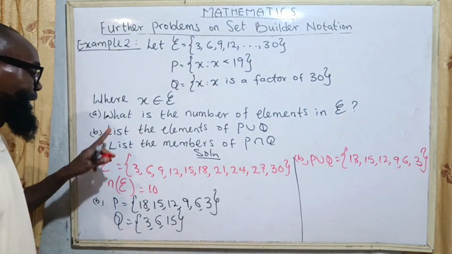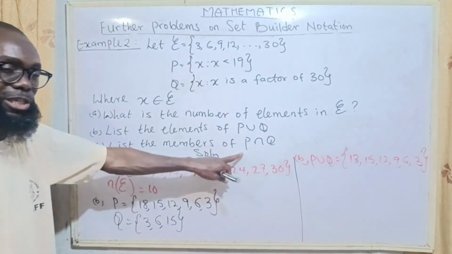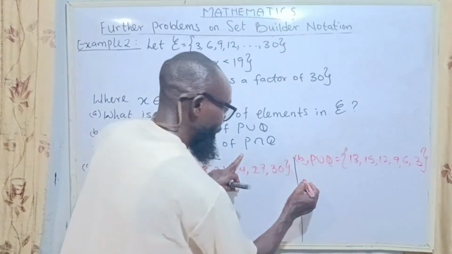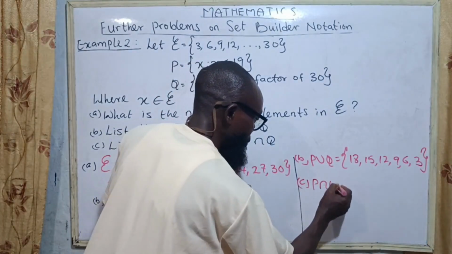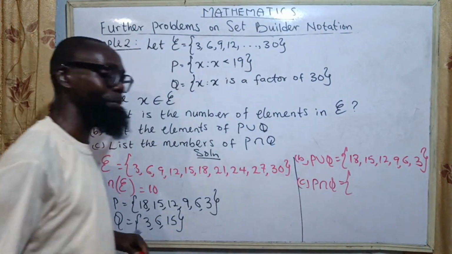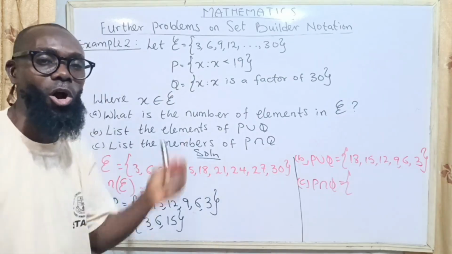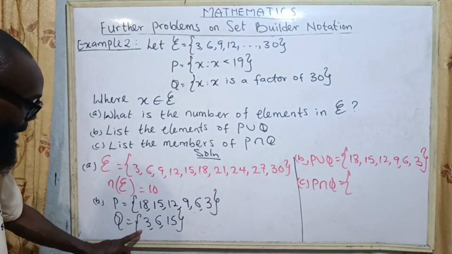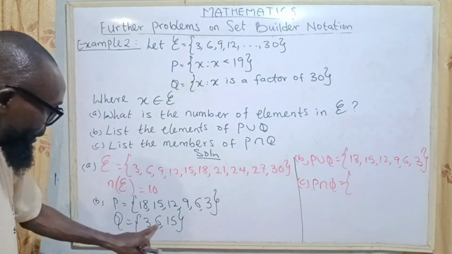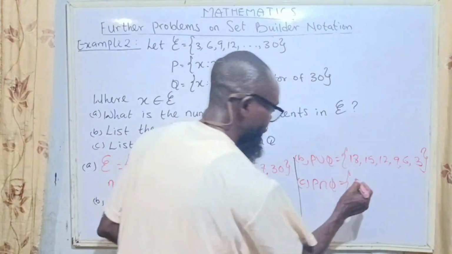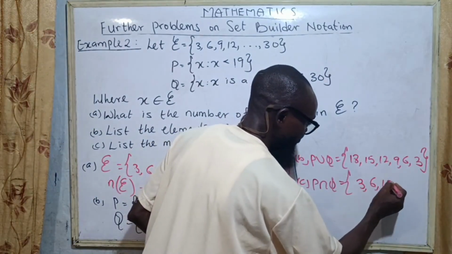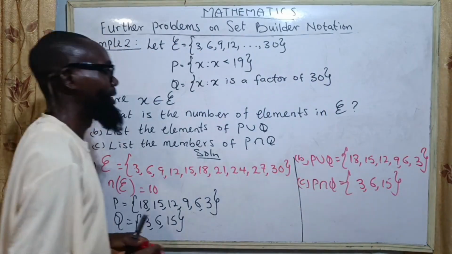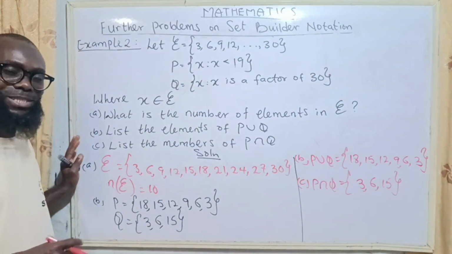Then question C. List the members of P intersection Q. P intersection Q means what can be found in P and can also be found in Q. Now, P and Q, what can you find here? 3 is here, 6 is here, 15 is there. So we have 3, 6, and what? 15. So, this is how to interpret this question.